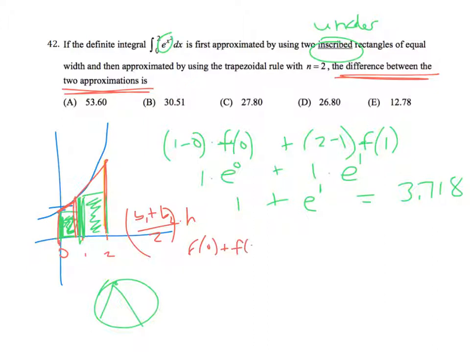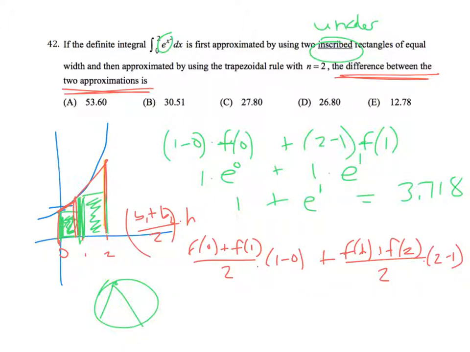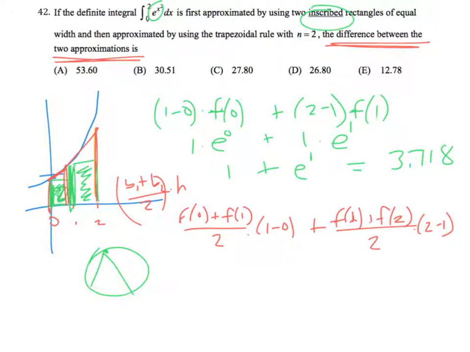That's going to look like f of 0 plus f of 1 divided by 2 times a height of 1 minus 0. And then f of 1 plus f of 2 divided by 2 times 2 minus 1. Okay, hopefully you can follow where that is coming from. I got to do a little math here, so I'm going to do a little simplification first. So again, this is e to the 0 plus e to the first squared, which is e to the first, divided by 2 times 1, plus e to the 1 squared plus e to the 2 squared, which is e to the 4, divided by 2, and then times 1 again.